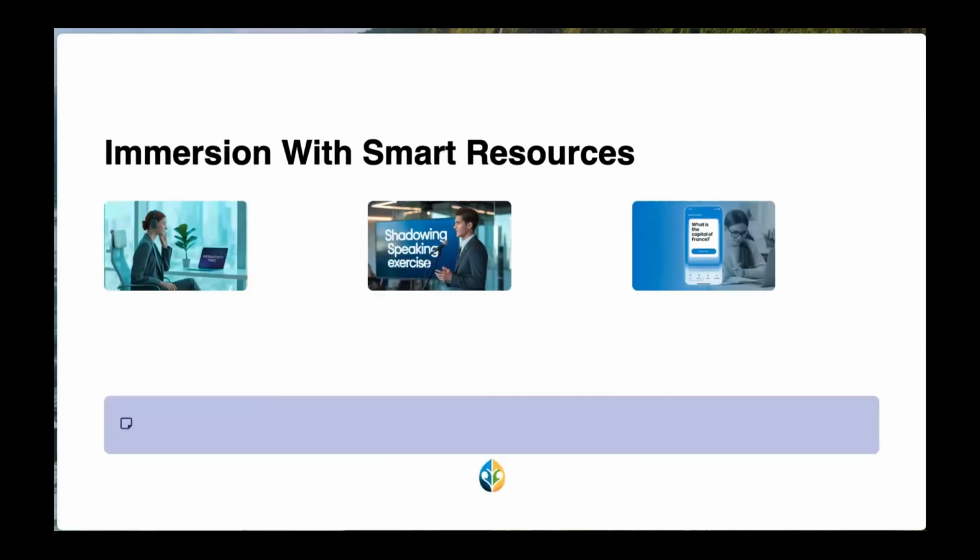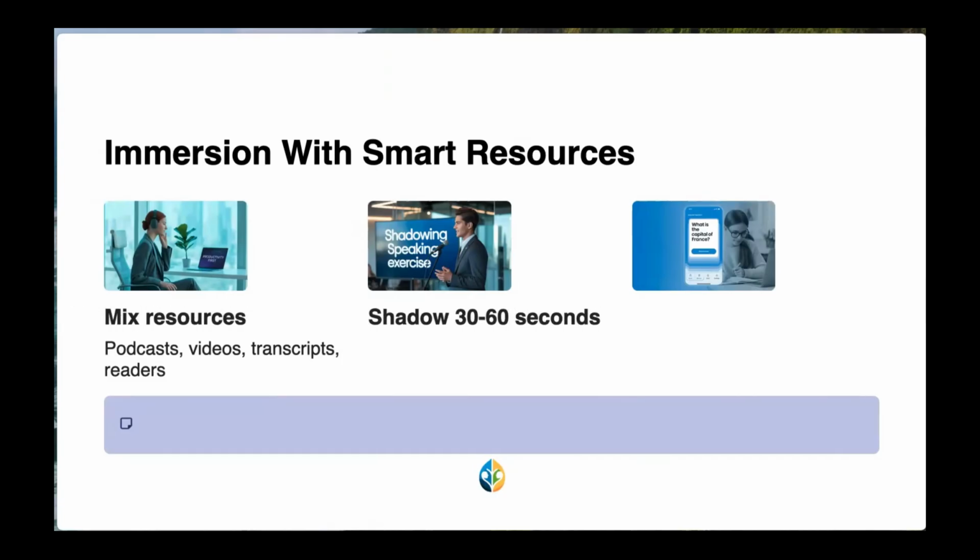Immersion with smart resources. So we all don't have the time, maybe even, or the budget to go spend a month in a foreign country thousands of miles away to learn a language. It would be nice, right? So you want to have a mix of resources, podcasts, videos, transcripts, readers. You also want to shadow for 30 to 60 seconds. So you want to copy the rhythm and stress patterns. You could take out clips from this video and replay them, right? That's something that you can do. Or you can take out clips from other lessons or podcasts, etc.